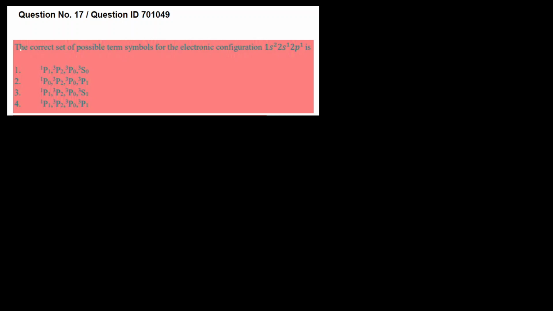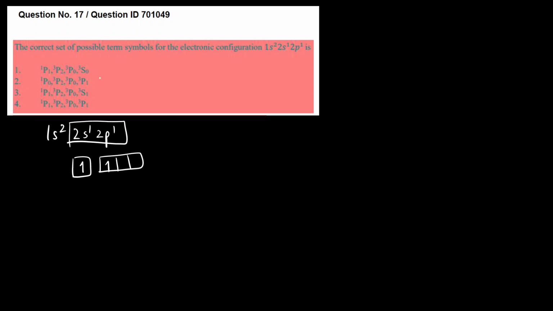Let us see the first question. The correct set of possible term symbols for the electronic configuration. The electronic configuration given is 1s2, 2s1 and 2p1. We are interested in the valence electronic configuration, that is this. Now 2s has one electron, and 2p has one electron.